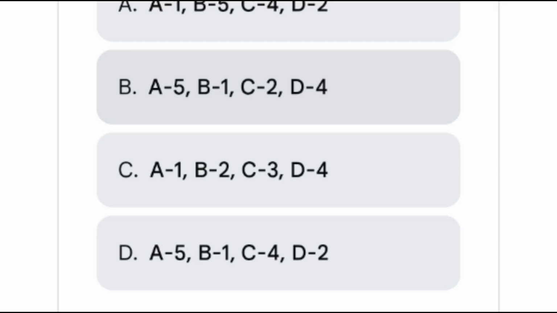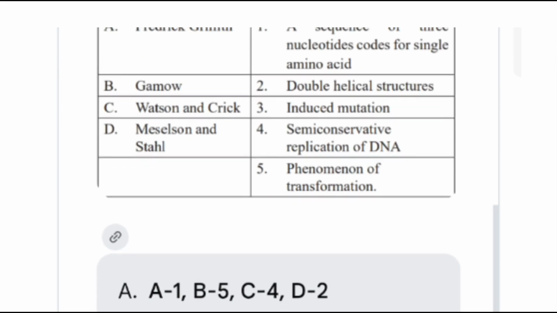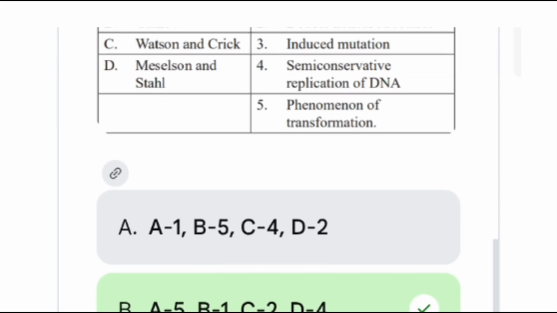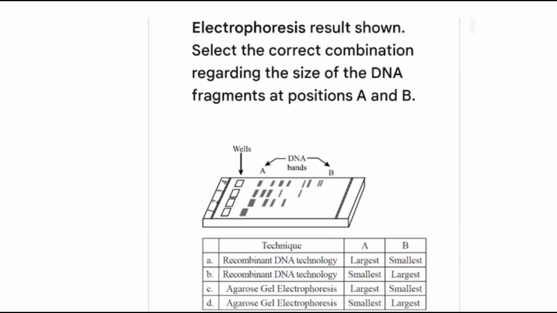So we get the correct option here, that is B, because Gamow: the sequence of 3 nucleotides codes for a single amino acid. Watson and Crick: double helical structure. There is no one showing induced mutation. Yes, I am correct here. Griffith discovered the transformation. Gamow proposed a triplet codon. Watson and Crick elucidated the double helix structure and Meselson and Stahl proved the semi-conservative replication. So let's solve this MCQ.